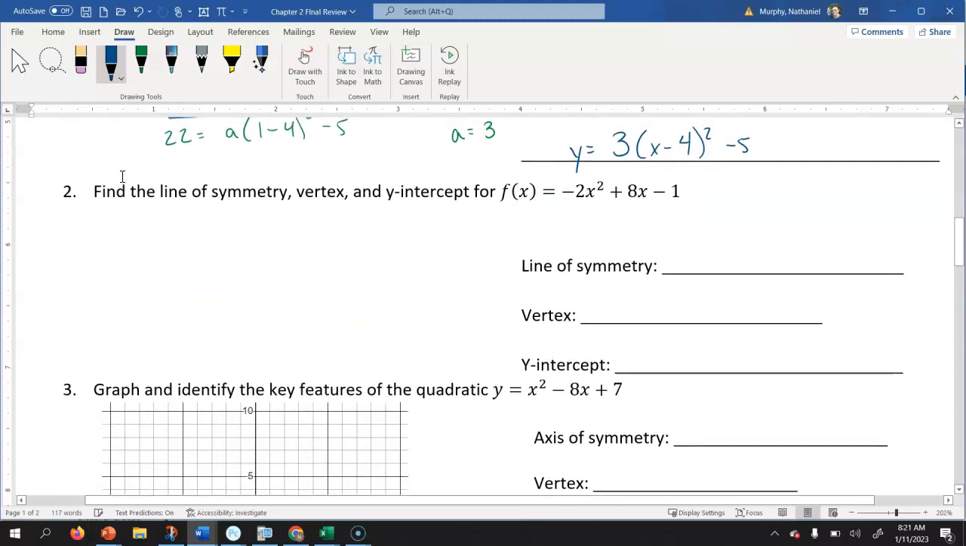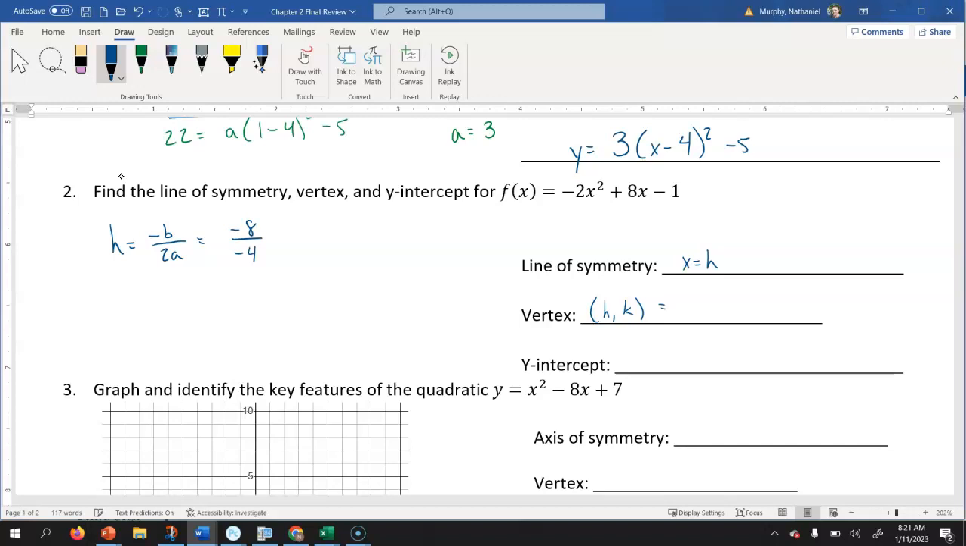All right, so for number 2, it says find the line of symmetry, the vertex, and y-intercept for that equation. So remember, the line of symmetry is the equation x equals h. Remember, the vertex is a coordinate where we have a value for h and k. Now, the first step, to find out what h is, we have that formula opposite of b over 2a. So in our equation, b is 8, so the opposite of 8 is -8, and our a value is -2, and 2 times -2 is -4. So when I simplify that, I get a positive 2. So my h value, which would just be your x coordinate for your vertex, is 2. That also means that your line of symmetry would be the equation x equals 2.